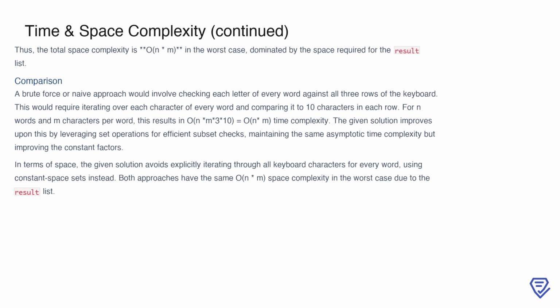While the brute force and the given solution have the same asymptotic time complexity, the current solution is more efficient in practice due to the use of set operations for fast subset checks, which reduce constant factors. For space complexity, the given solution also avoids explicitly iterating through all keyboard characters for every word, utilizing constant space sets instead. Both approaches, however, share the same n*m space complexity in the worst case, as it is dominated by the storage of the result list.